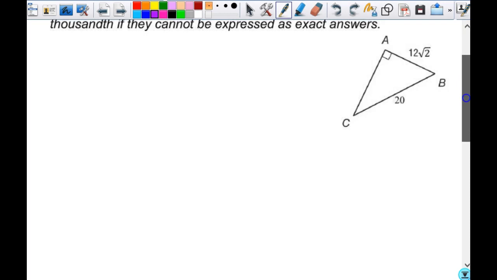All right, so I've got to find my angle measures again. Which one do you want to start with? B? All right, we'll start with B. Okay, so there's my angle, angle B. This is my opposite. This is the hypotenuse. This is adjacent. So which trig ratio am I going to use here? Cosine, okay, because it's adjacent and hypotenuse, right?